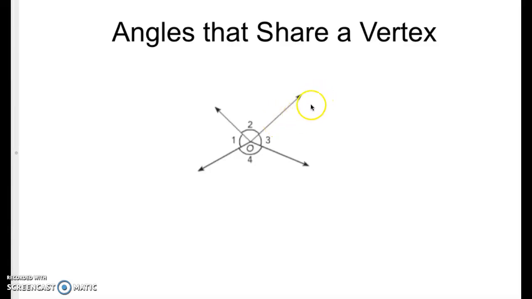Today we're going to be looking at angles that share a vertex. So angles 1, 2, 3, and 4 here in this picture share a vertex. The vertex is right here. We see that these four angles make a circle. This will be important to us later. We know that circles equal 360 degrees. Make a note of that because you'll need that for later.